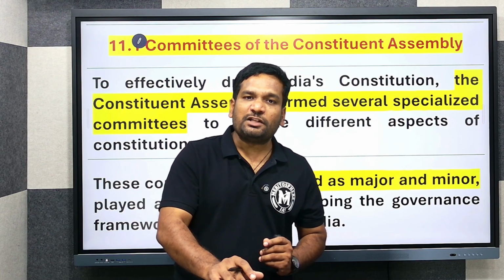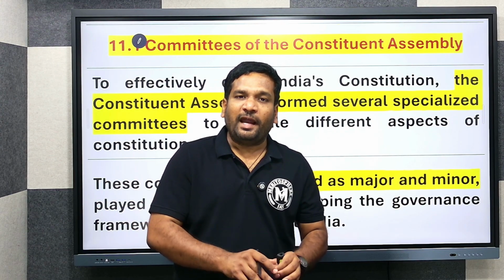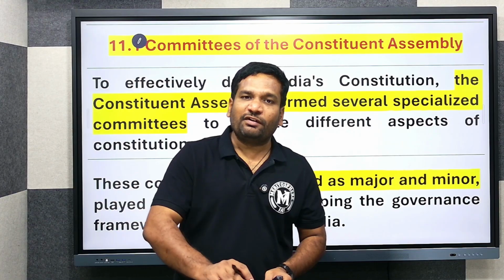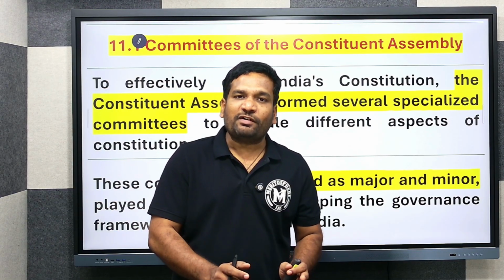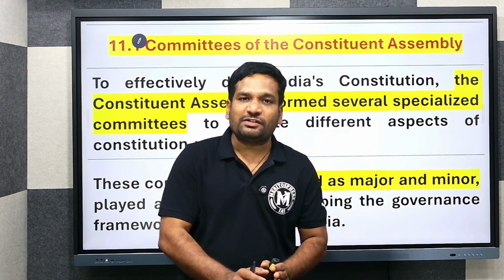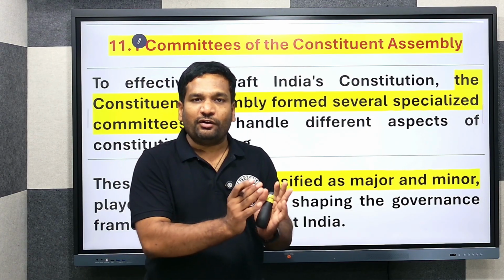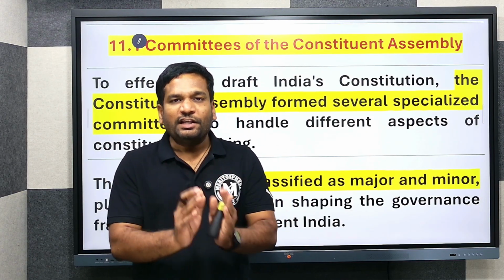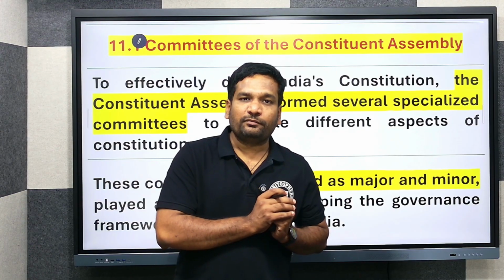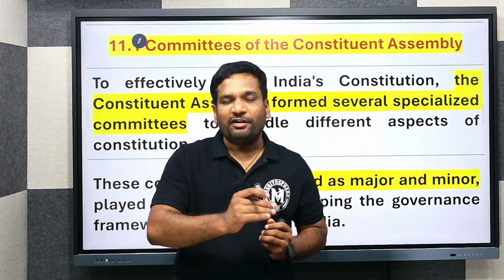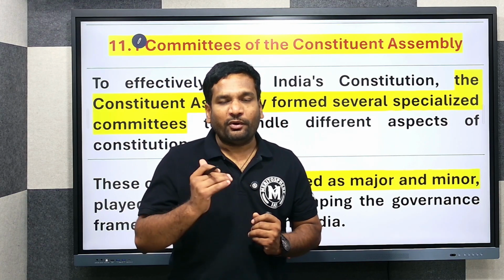The drafting of the DPSPs was given to some other committee. The administration of the scheduled areas was given to some other committee. The division of powers between the union and states was given to some other committee. Like this, the complex task of all these provisions was divided into smaller parts, and each part was assigned to a particular committee. So there are major committees and minor committees that we are going to look into, right?